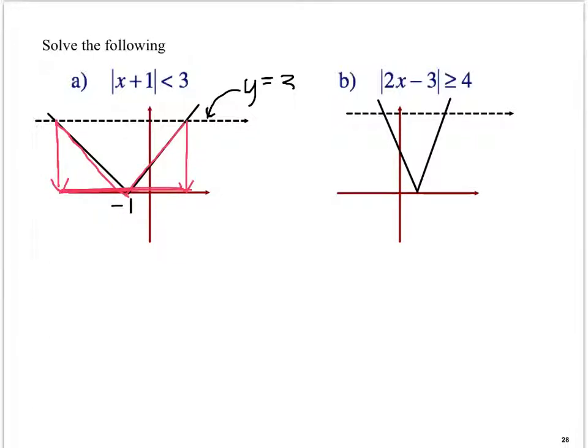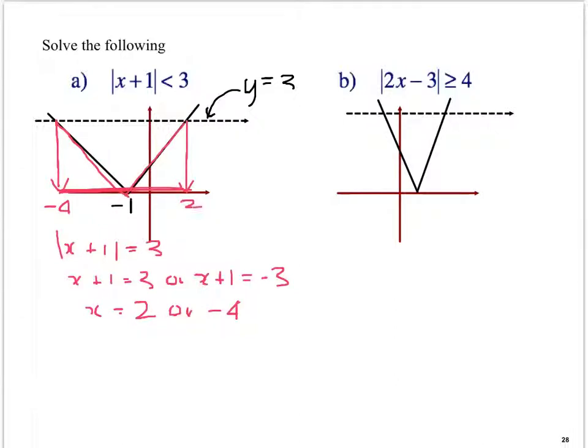Now it's just a matter of finding when it's equal to 3, and we've just done that. So we want to solve when this equals 3. Using our basic definition, x plus 1 equals 3, or x plus 1 would be -3. So in this case, x is equal to 2 or -4. That is -4, that is 2. Looks good. And my final answer is this. Note the way I'm writing it.